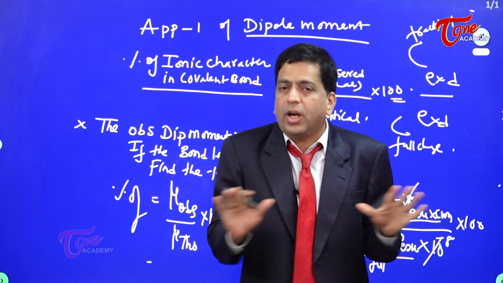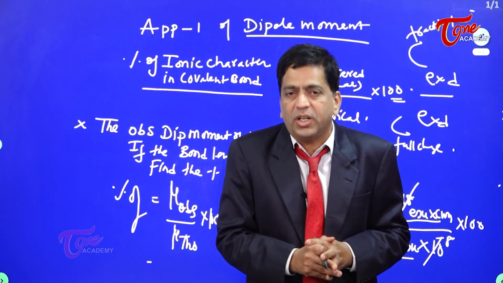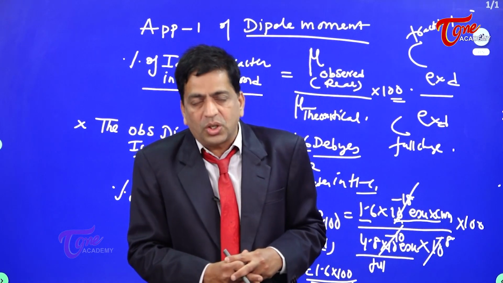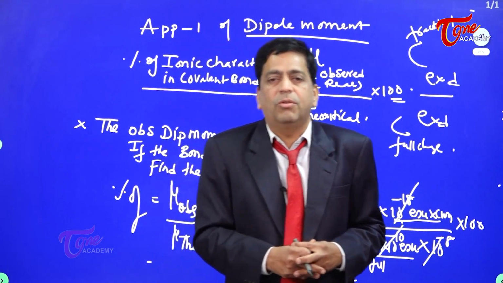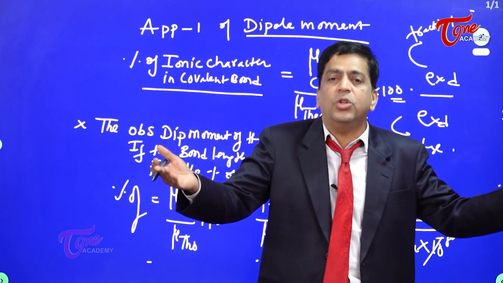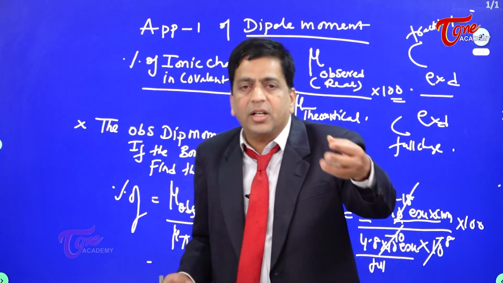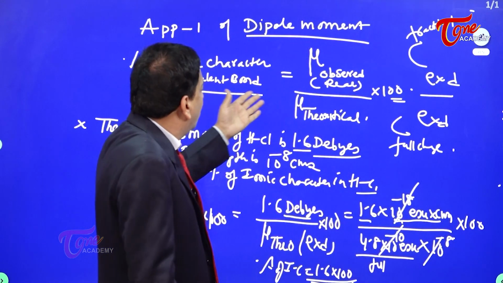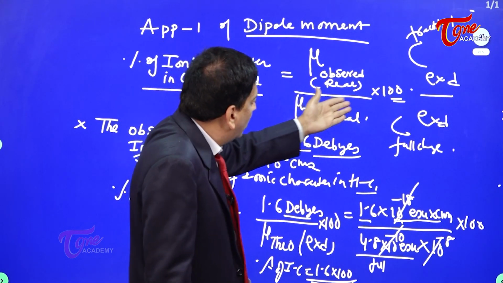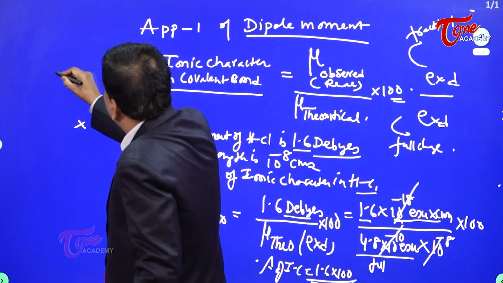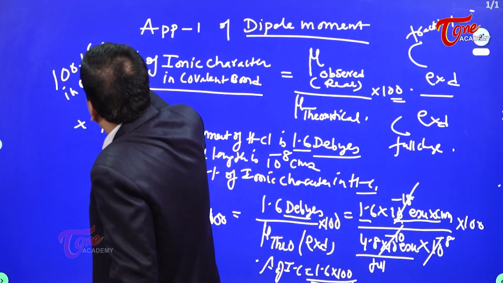In case it is ionic, we must understand that E is the total charge which you need to put. It's almost like calculating your percentage in your subjects: your marks by total marks into 100. You won't get the total marks in the numerator, right? That is put in the denominator. That is nothing but mu observed by mu theoretical into 100. This is your marks, this is the total marks, into 100, and this is the problem you get 100% sure in the exam. Must understand this.